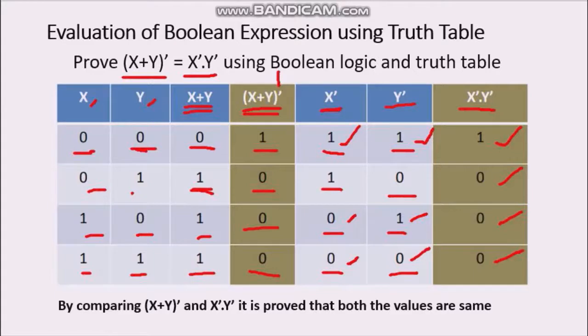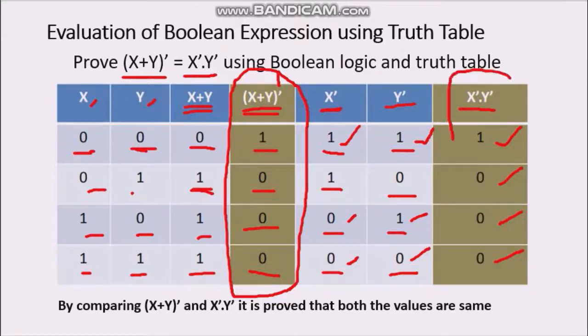Now how you will prove that? You have proof of this expression in truth table. You will say that column x plus y whole bar is identical to the column x bar dot y bar. That means the values in these two columns are same. Hence we have proved that x plus y whole bar is equal to x bar dot y bar.